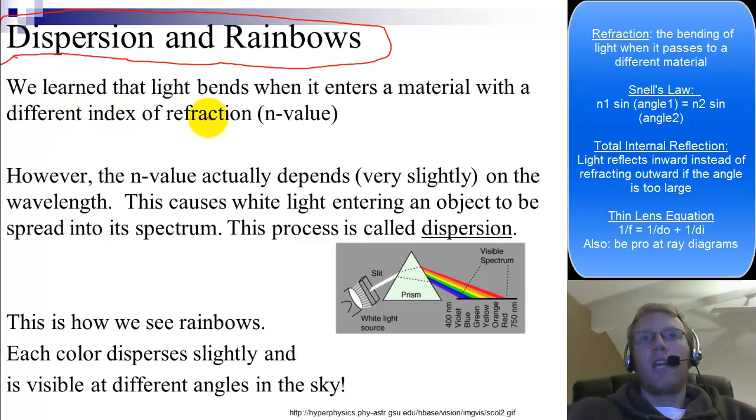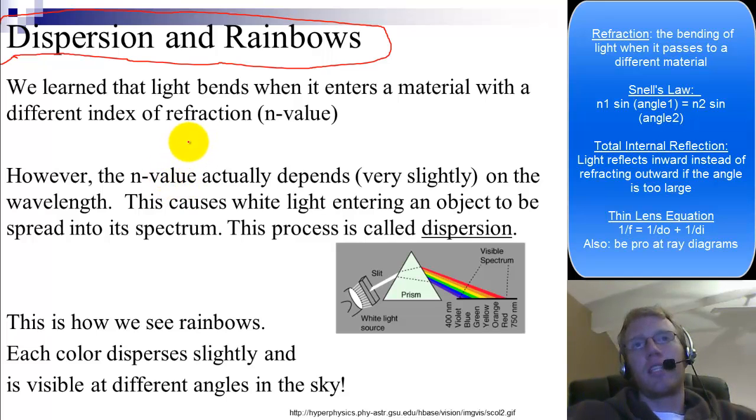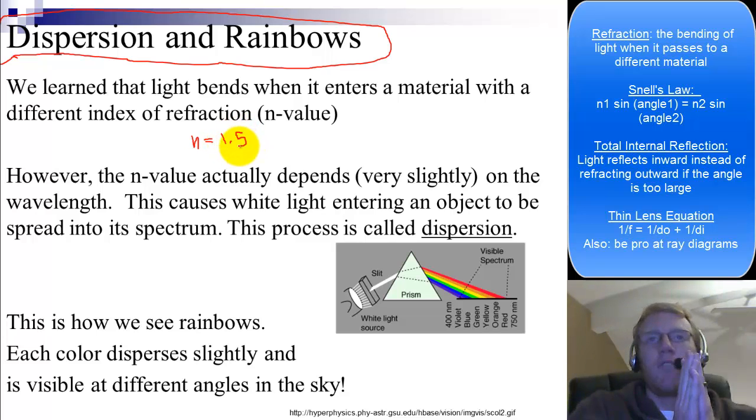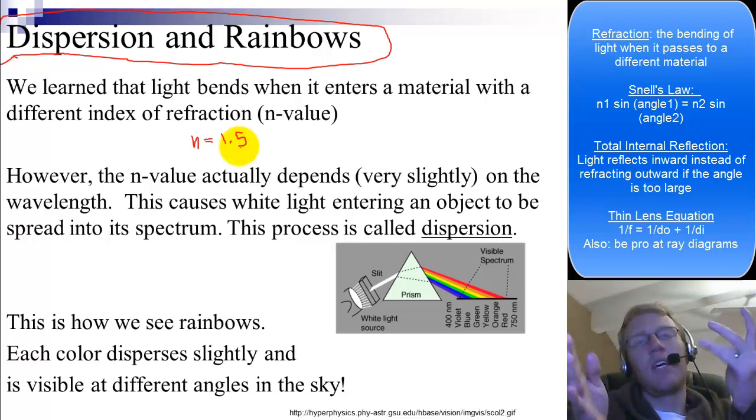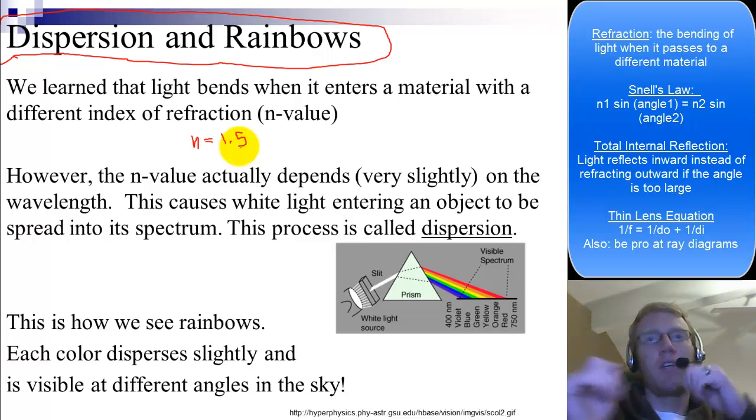So we learned that light bends when it enters a material based on the index of refraction value. But actually what happens is a little bit more complicated than that. The index of refraction, say for glass, we say n equals 1.5 for light. But actually for the different wavelengths of light, the index of refraction is slightly different. Not all of the different wavelengths are going to bend the same amount.